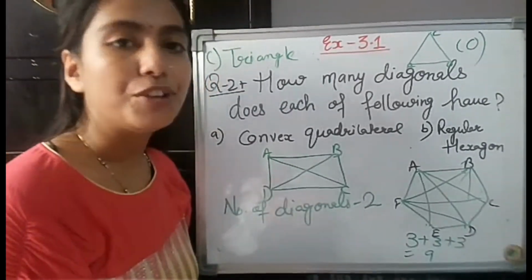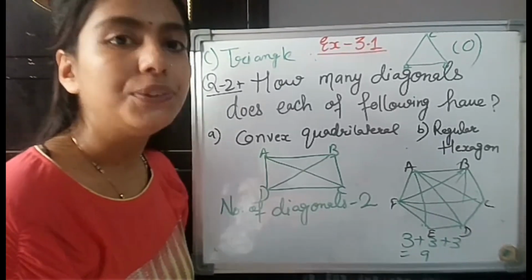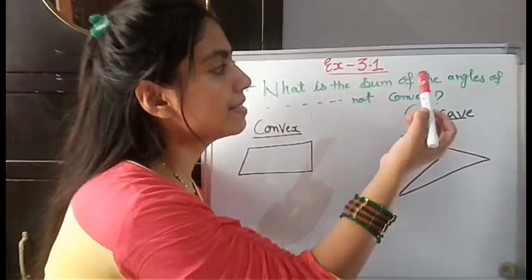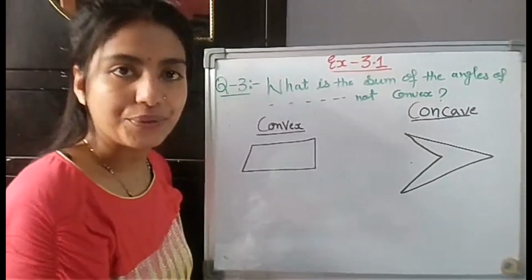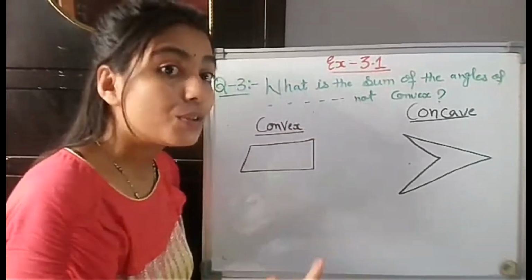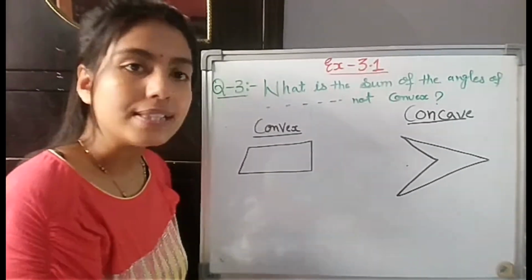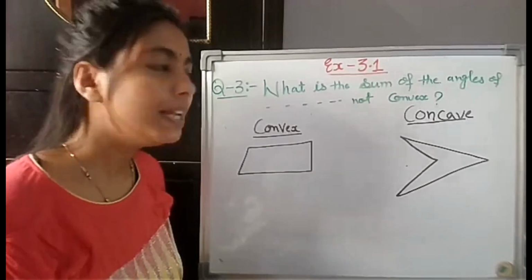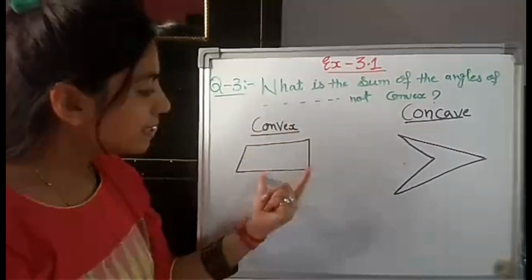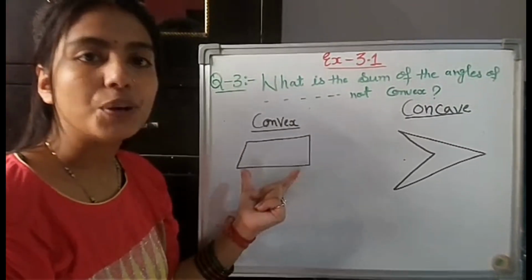Okay, let's move towards our question number 3. Question number 3. What is the sum of the angles of a convex quadrilateral? Will this property hold for the quadrilateral if it is not convex? Means if it is not convex, then it would be a concave polygon. No. So the question is asking, what is the sum of the angles of a convex quadrilateral?